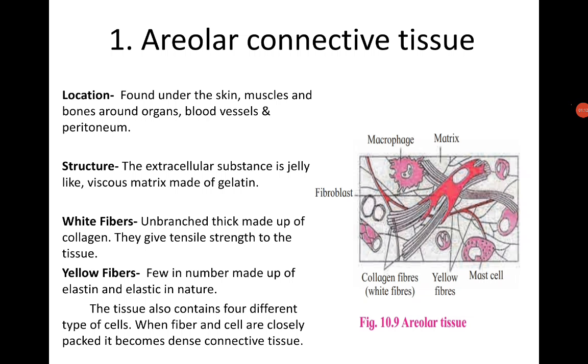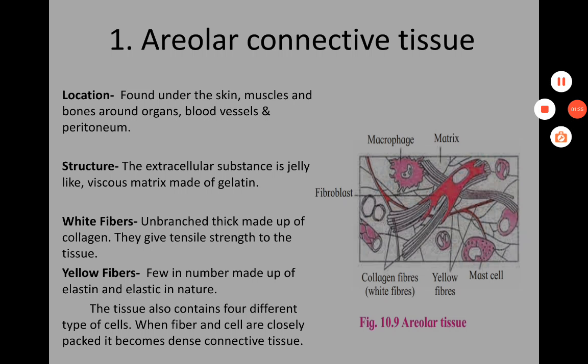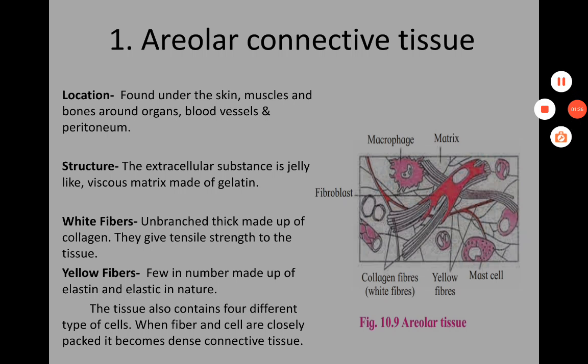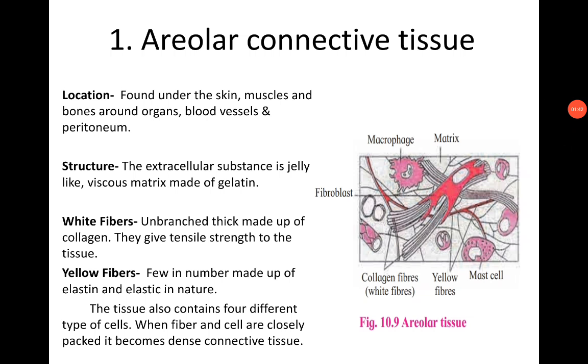Areolar connective tissue is found under the skin, muscles and bones, around organs, blood vessels and peritoneum. Inside the skin layer, muscles and bone, around the organs, blood vessels are made from areolar connective tissue. The coelomic or peritoneal cavity is made from areolar connective tissue.